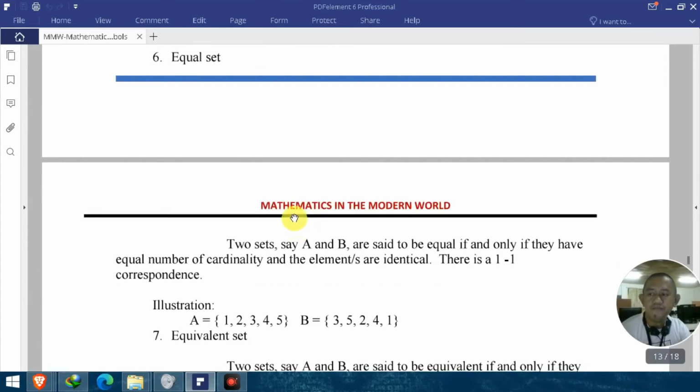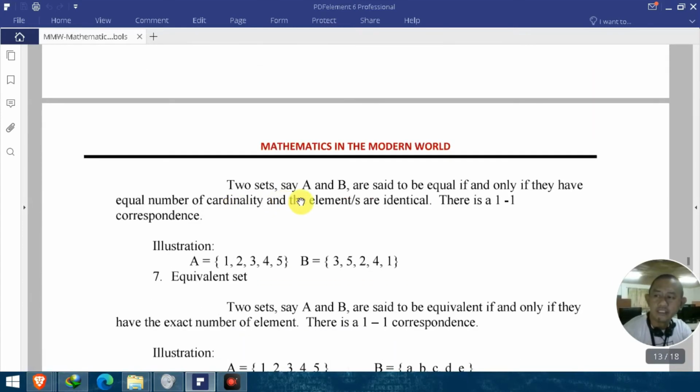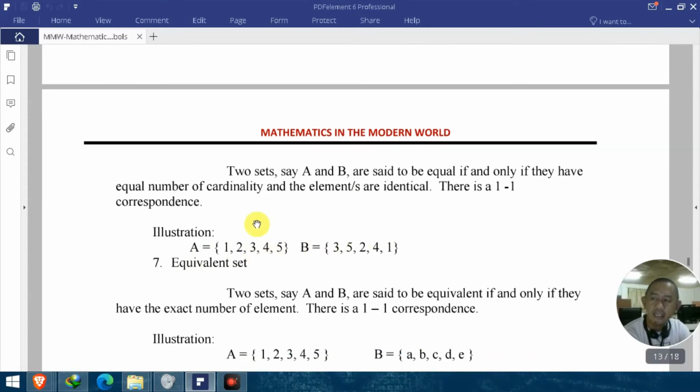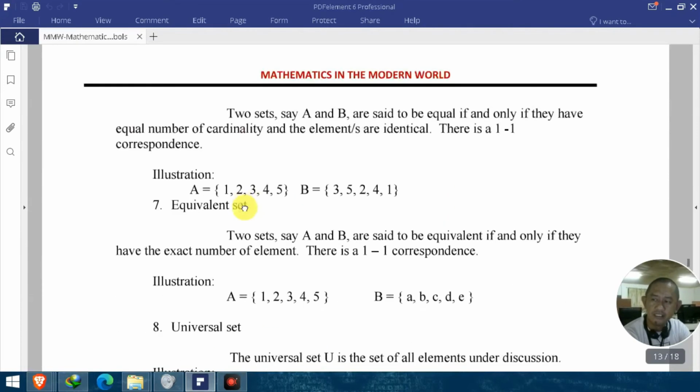Now, equal sets. Two sets, say A and B, are said to be equal if and only if they have the same cardinality and the elements are identical. For example, we have set A: 1, 2, 3, 4, 5, and set B: 3, 5, 2, 4, 1. Even if it is not arranged the same, it has the same elements and also the same cardinality. So, equal set siya.